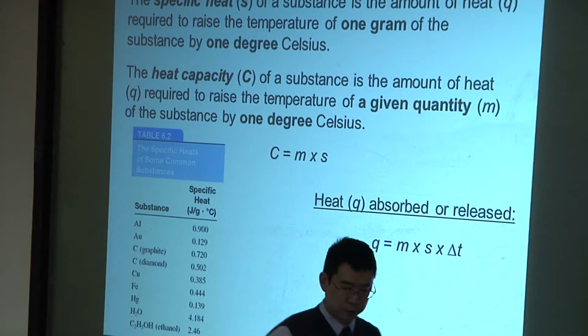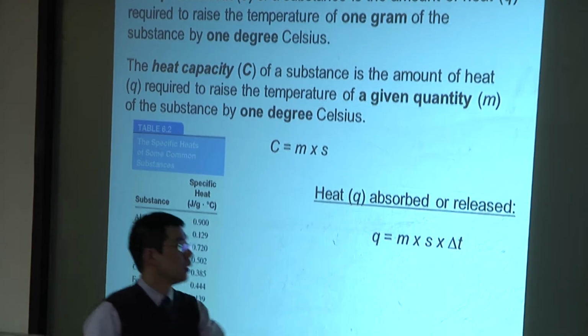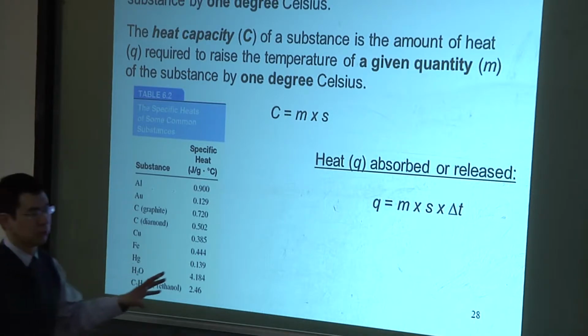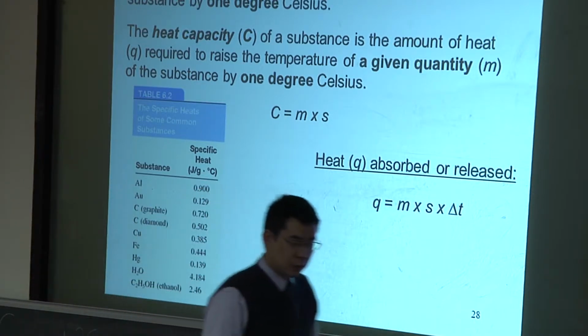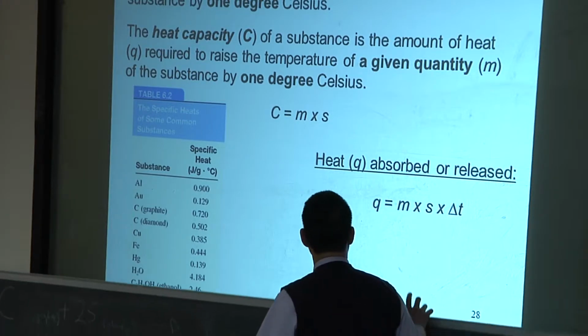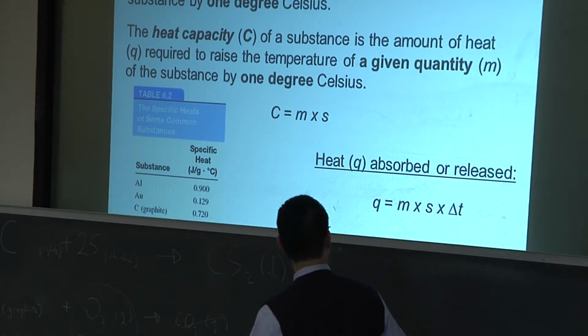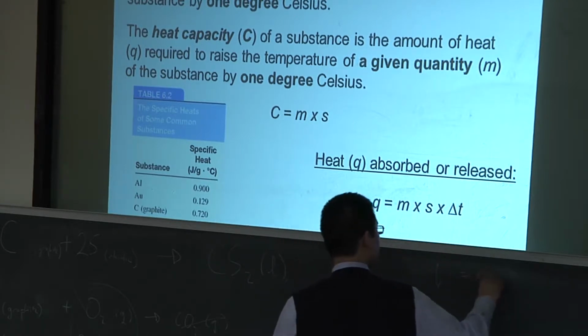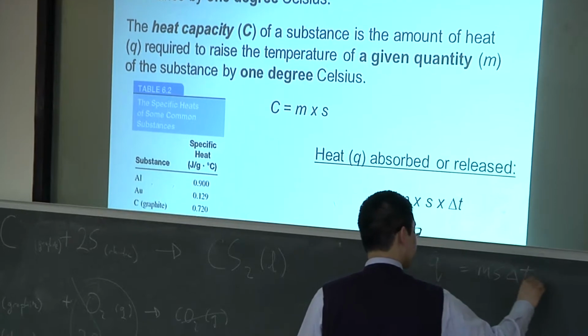Okay, so here is the formula that tells you just about everything that you need to know for the rest of this chapter, give or take a little bit. It's Q equals ms delta T. Right here it's M times S times delta T. Very often you'll just see Q equals ms delta T.